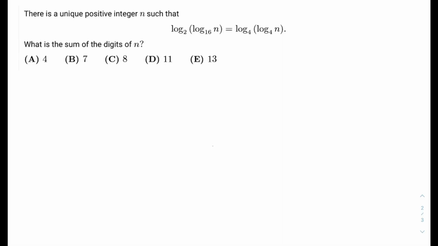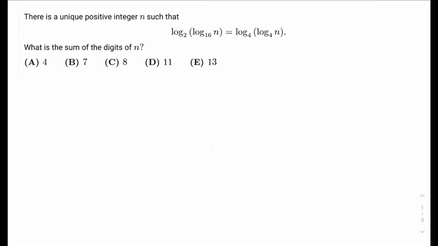Hey everyone! Today we're going to be solving the 2020 AMC 12A problem number 10. It is a logarithm problem. There is a unique positive integer n such that log base 2 of log base 16 of n is equal to log base 4 of log base 4 of n. What is the sum of the digits of n?